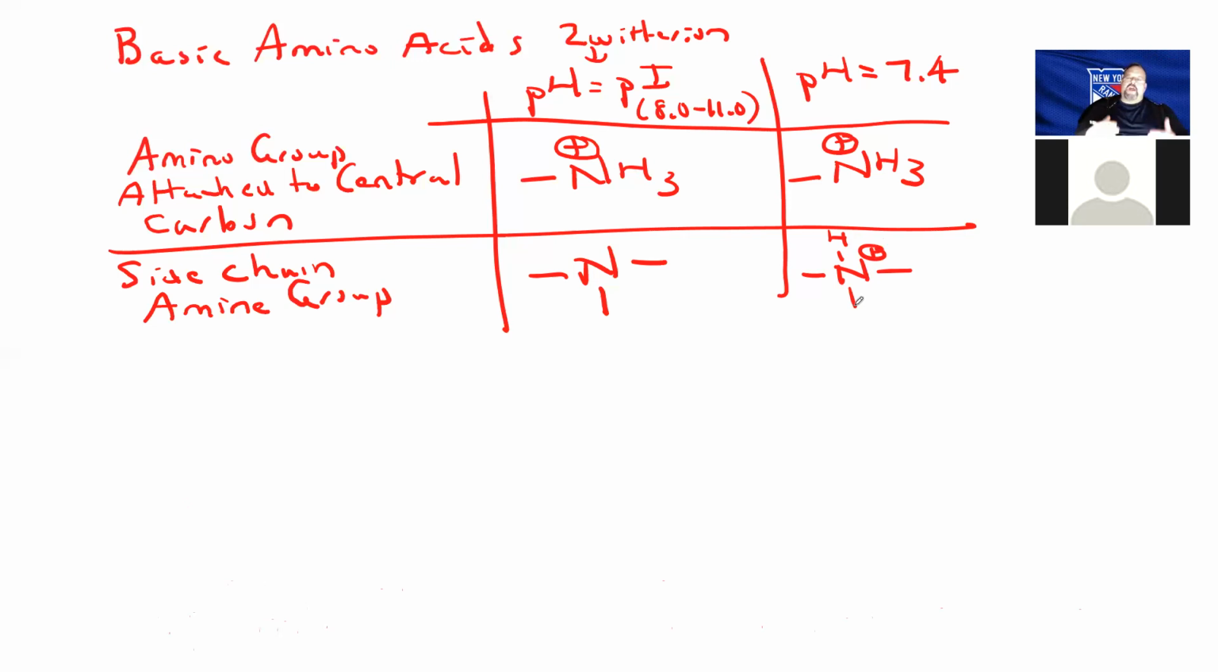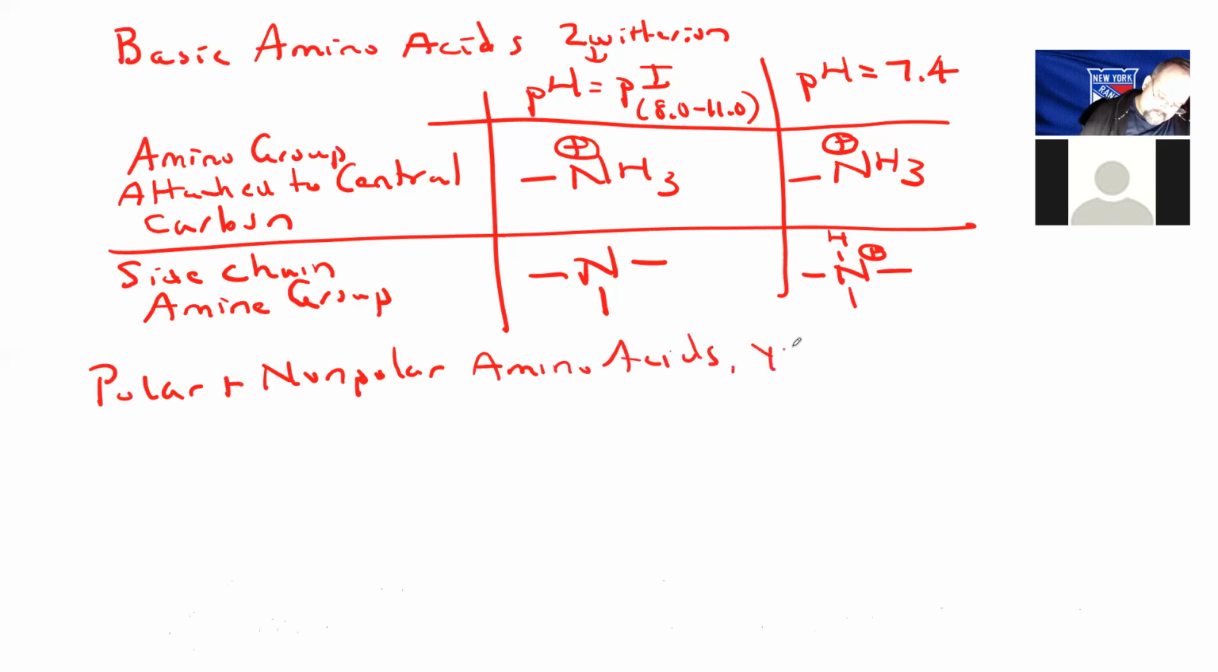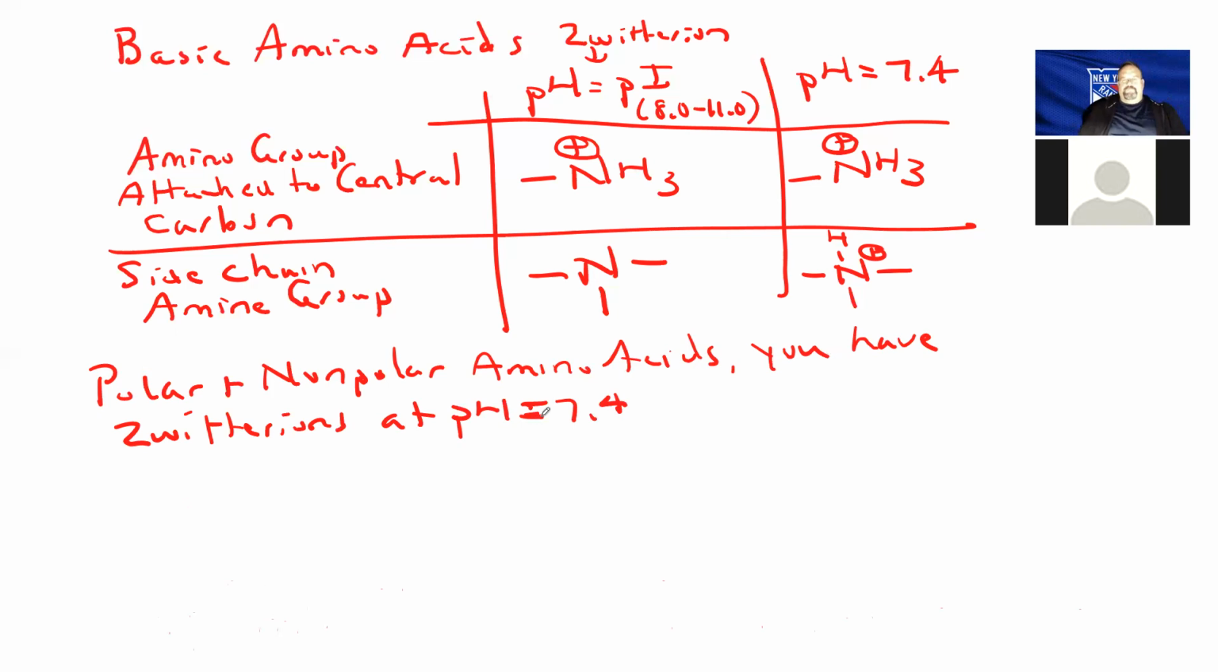And again, now the side chain is going to have an overall charge. So at this particular pH, do you have a true Zwitter ion? And the answer is going to be no. For your polar and non-polar amino acids, you have Zwitter ions at physiological pH.